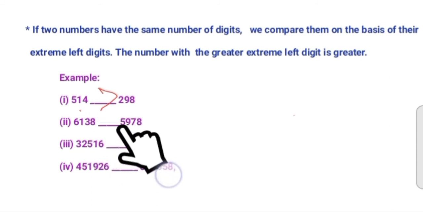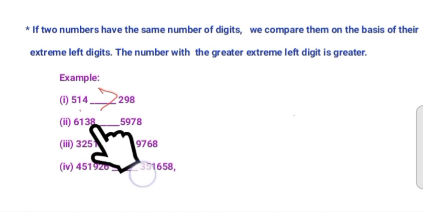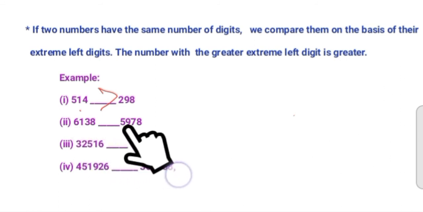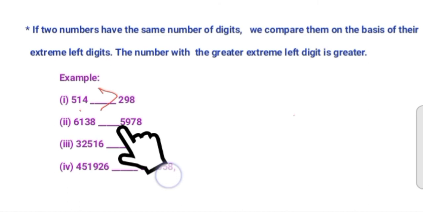Extreme left number we have to take. So thousands place. Both are thousands. Both numbers have 1000 as the extreme left. So we can take 6 and 5. When you are comparing that, 6 and 5, 6 is the greater number. So you have to put the symbol facing the greatest number. So this is the greater than sign. Now you can go to the next one.